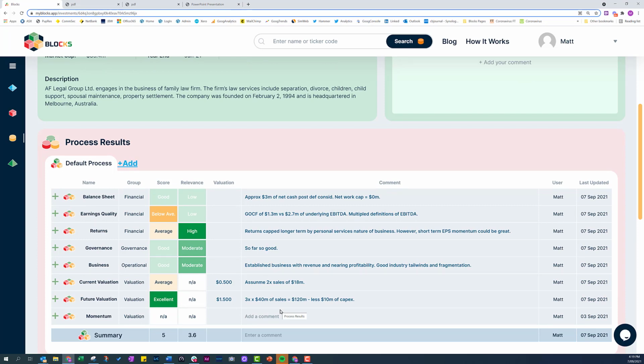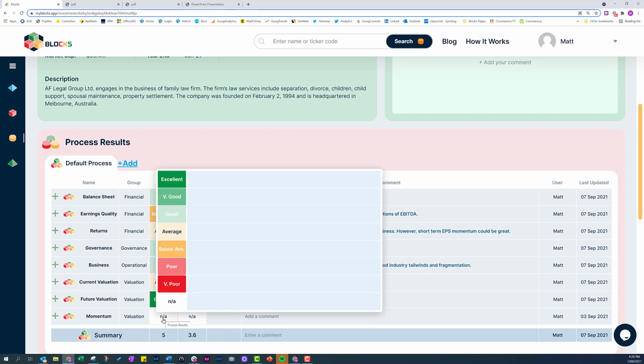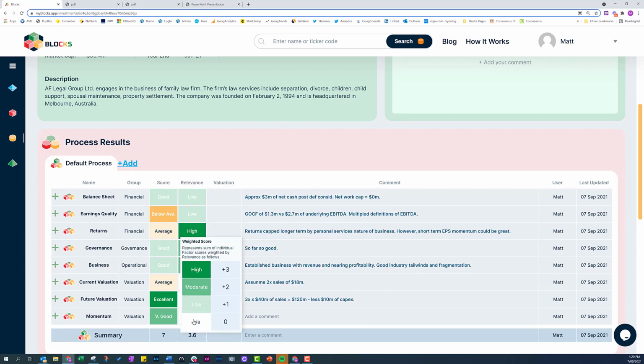Then the final factor is momentum. How is the business travelling at the moment? Obviously, the company is presenting some pretty attractive metrics in terms of underlying revenue and EBITDA growth. And as the company gets the full benefit of recent acquisitions, they should at least be able to report good underlying numbers. Query, as we said, whether the cash flow is there to justify those exact numbers, but certainly some good momentum as far as the market is concerned. So I'm going to give that a very good rating at the moment, and I'm going to give this a moderate relevance rating.